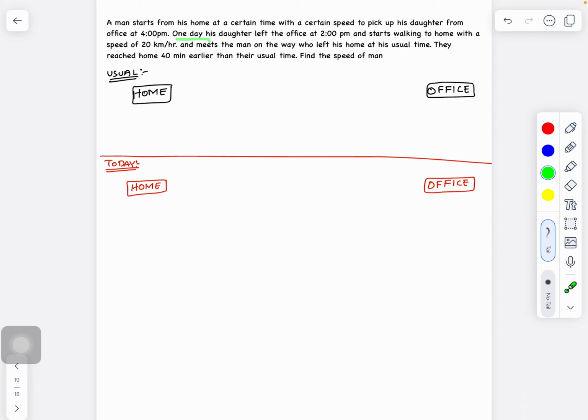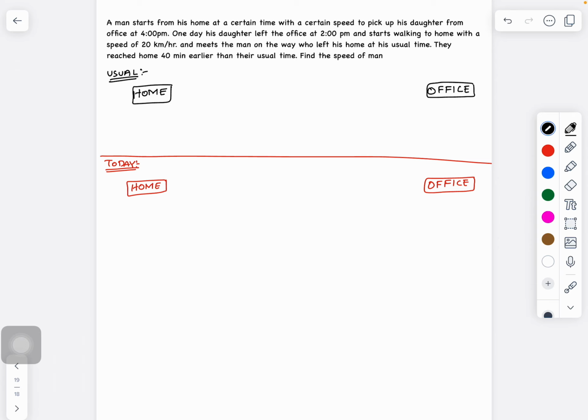But today, that one day, what happened? His daughter left office at 2 p.m. So the daughter left office at 2 p.m., starts walking to home with a speed of some 20 kilometers per hour and meets the man on the way home who left his home at the usual time. So this man didn't know that the daughter was walking, so he left at usual time, goes to pick up the daughter, but meets the daughter somewhere midway and then picks her up and comes home. And because of this, they reached home 40 minutes earlier than usual time. From this, we have to find what is the speed of the man.